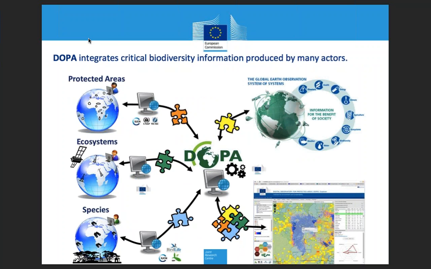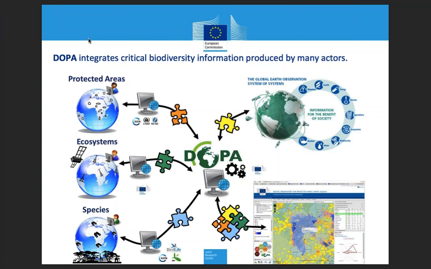So basically the idea is DOPA is integrating a lot of reference data sets from different organizations, not just the JRC, okay, so from the IUCN, and it could be different research teams or institutions providing reference data sets that can be used and compared globally.